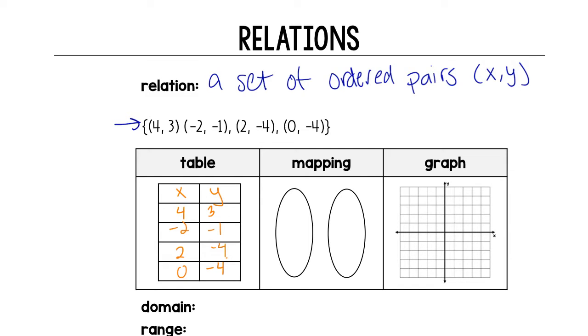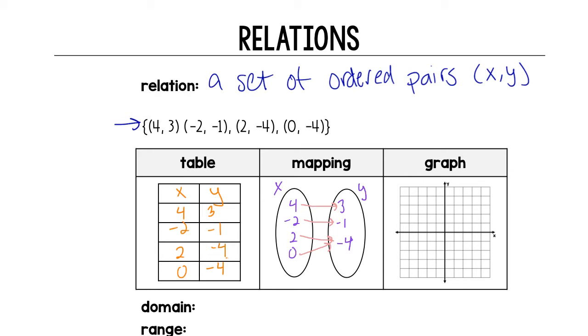Okay, so mapping, we're going to write all of the different values of X in this left oval. So let's do that. Only one 4, only one -2, only one 2, only one 0. On the second oval, we're going to write all the different values of Y. So we've got only one 3, only one -1, and two -4s, so we just write that once. Now we're going to take arrows and make pairs with the values that they go with. So let's look at the table. 4 goes with 3, so we're going to match those up with an arrow. -2 goes with -1, arrows together. 2 with -4, arrow. 0 with -4, arrow. All right, looks a little bit like that.